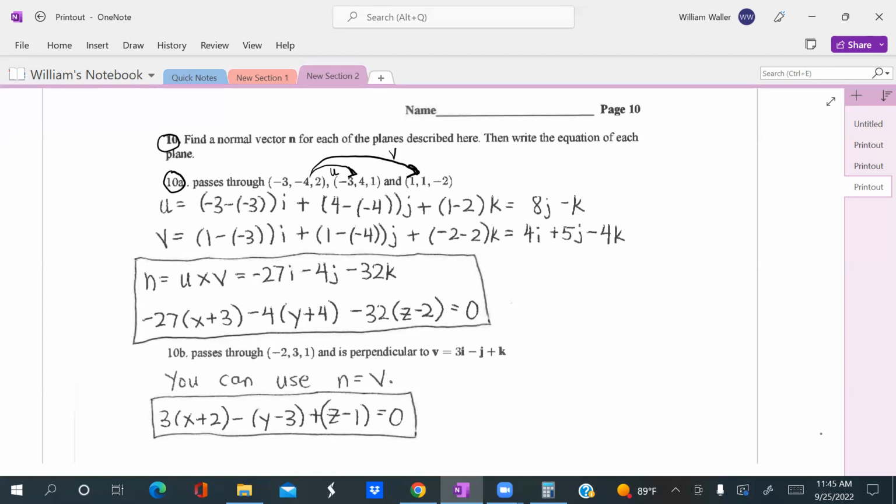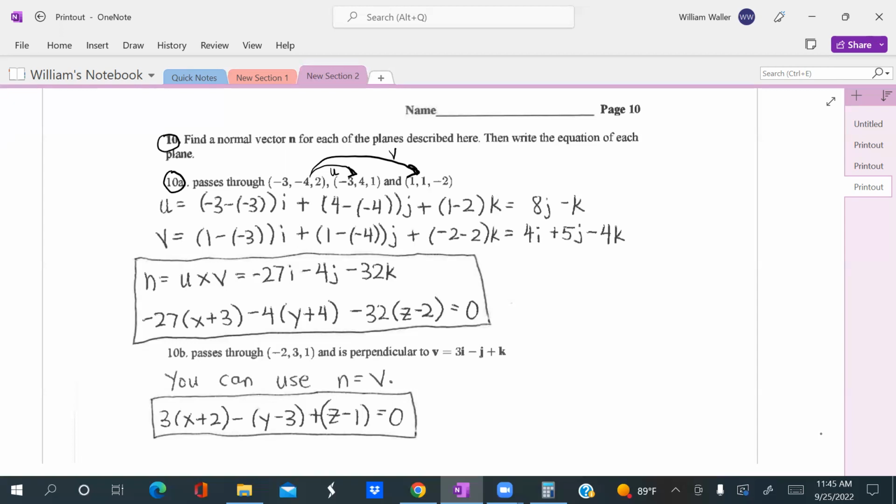Any perpendicular vector will do. I didn't show the calculations here, but if you do U cross V, I think, if I did this right, you get minus 27I minus 4J minus 32K. There is your normal vector. Now, how do you use the normal vector to write down the formula for the plane?